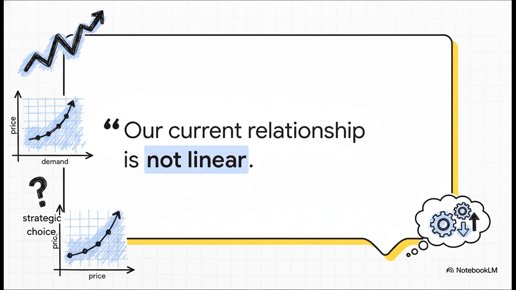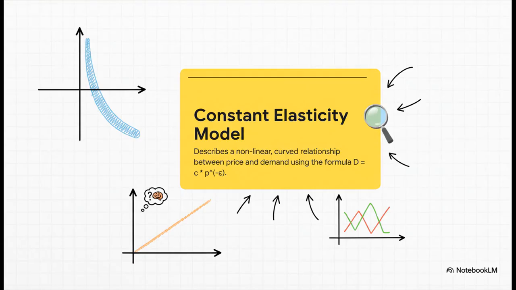When you actually plot out real prices against real demand numbers, you don't get a straight line at all. You get a curve, and that means our simple model is just not going to cut it. So we need a better tool for the job. Enter the constant elasticity model.